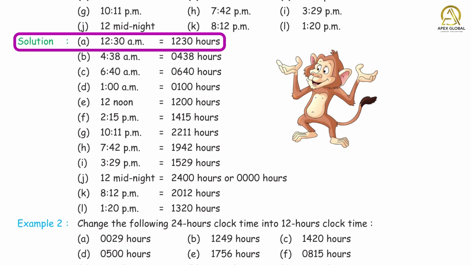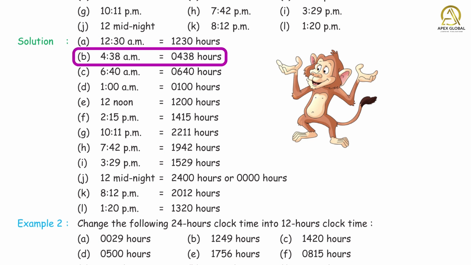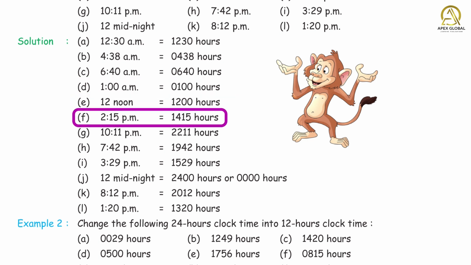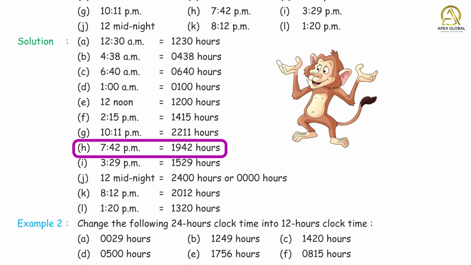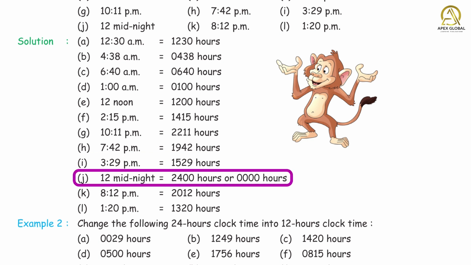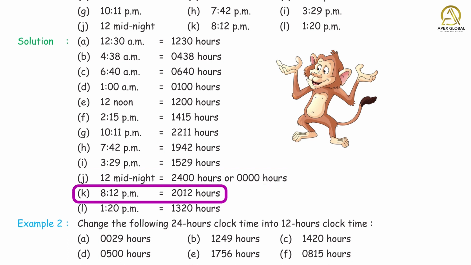Solution: A. 12:30 am, 00:30 hours. B. 4:38 am, 4:38 hours. C. 6:40 am, 6:40 hours. D. 1 am, 100 hours. E. 12 noon, 1200 hours. F. 2:15 pm, 14:15 hours. G. 10:11 pm, 22:11 hours. H. 7:42 pm, 19:42 hours. I. 3:29 pm, 15:29 hours. J. 12 midnight, 2400 hours or 0000 hours. K. 8:12 pm, 20:12 hours. L. 1:20 pm, 13:20 hours.